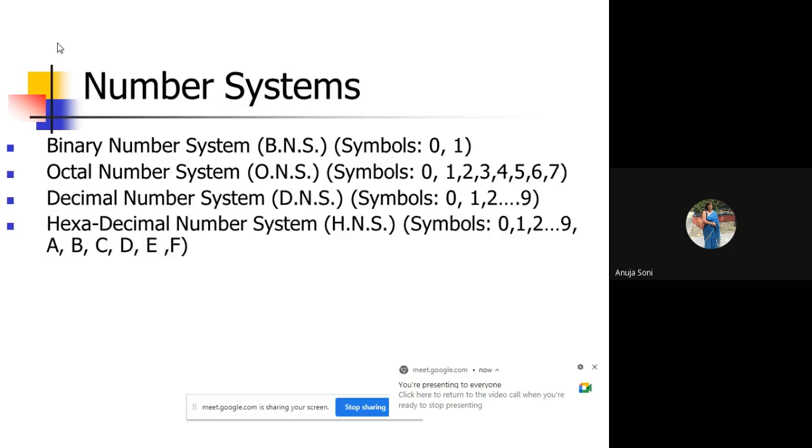Essentially, the numbers are divided into four categories: the binary numbering system, abbreviated as BNS; the octal number system, abbreviated as ONS; the decimal number system, abbreviated as DNS; and the hexadecimal number system, abbreviated as HNS. Each numbering system supports a number of symbols with the help of which each number can be represented, and the number of symbols is called the radix or base.